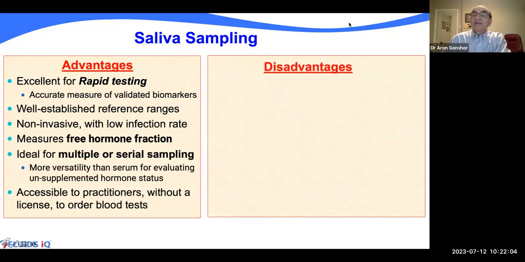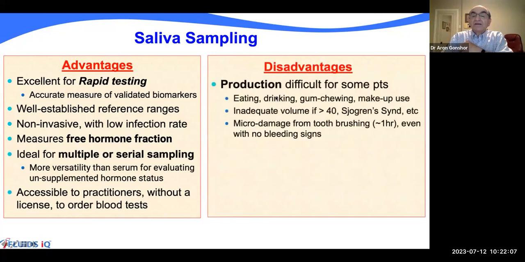The disadvantages are myriad. Production can be difficult for some patients. Eating, drinking, gum chewing, and makeup use can interfere, because lipstick can get into the saliva. You can have inadequate volume, especially over the age of 40. Many women have Sjogren's syndrome, which is a lack of saliva coming from the salivary glands, and that can cause a major problem in getting enough saliva. There is also micro damage from toothbrushing, especially if you brush your teeth less than an hour before the testing. It might not even show bleeding signs, but you can have some in there.